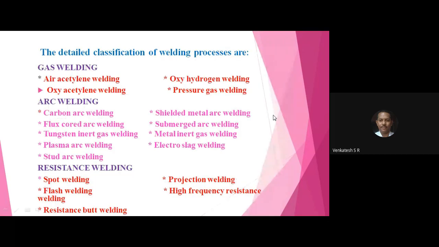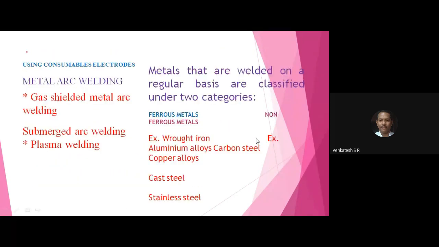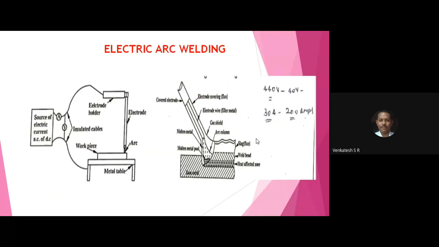Next, the main classification of welding processes: fusion and non-fusion, using pressure or non-pressure, and using heat or non-heat. Like that, using electric current also, you have different types of welding processes. Next, come to the point. First, electric arc welding. Yesterday we discussed the arc welding process.